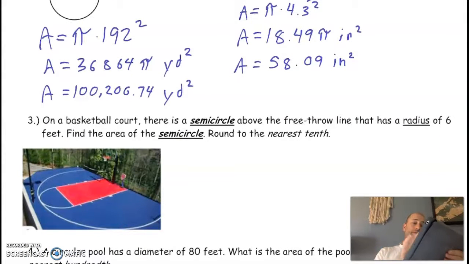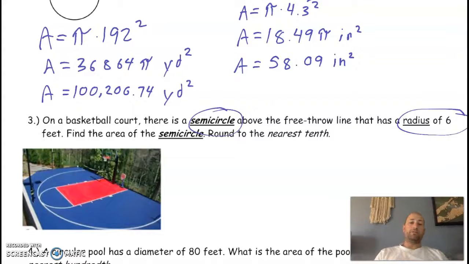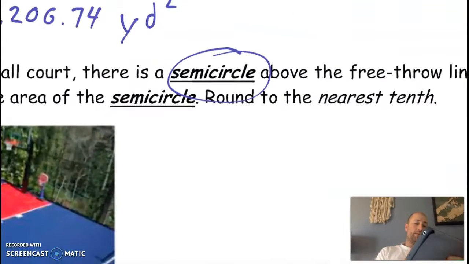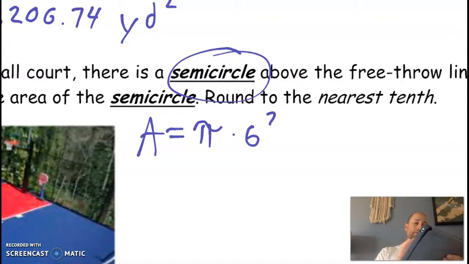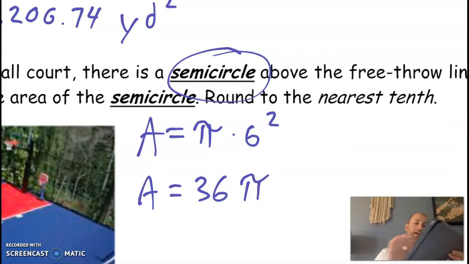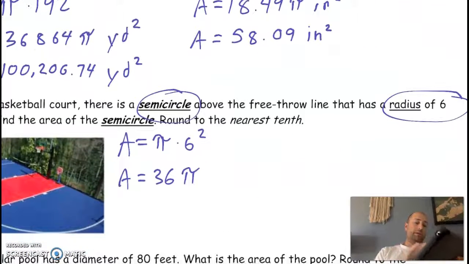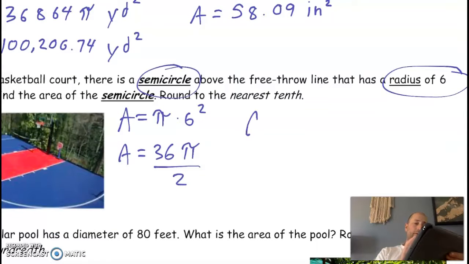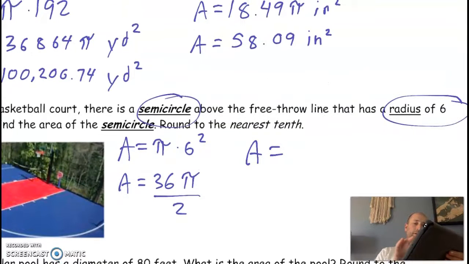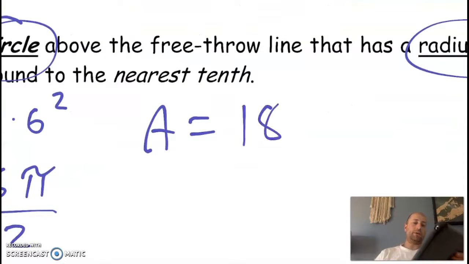Number 3, watch there, semicircle. It gives us the radius. So find it, then divide by 2. Okay? Do it now. All right, pi times 6 squared. 36 pi is our answer. Okay? I can divide by 2 now, and I do that because 36 divided by 2 is easier. I can just get 18 pi.